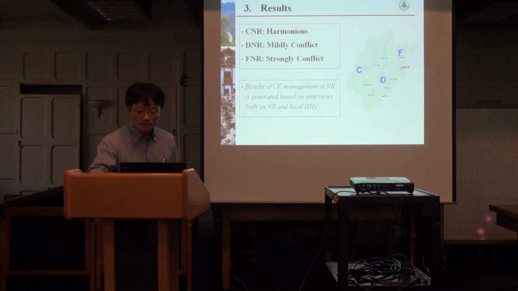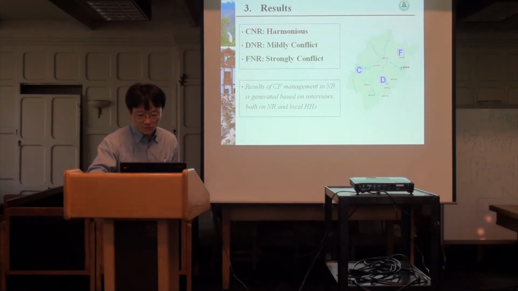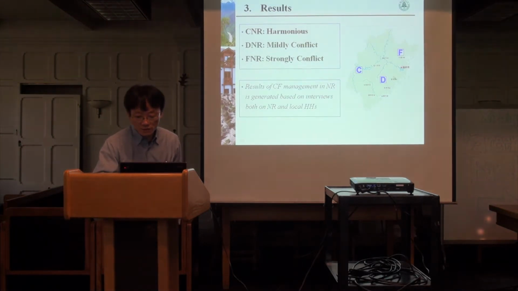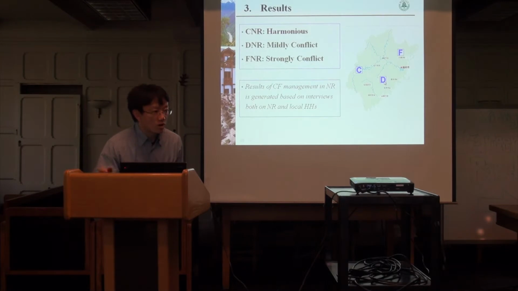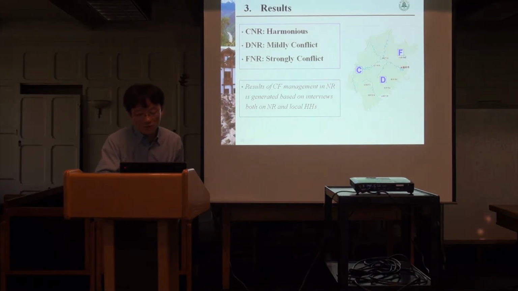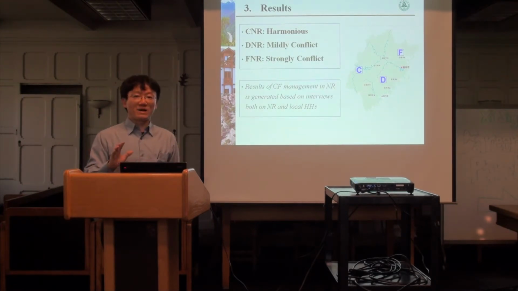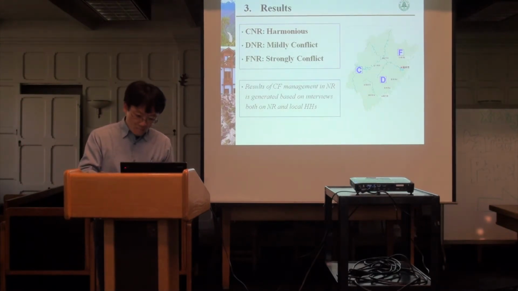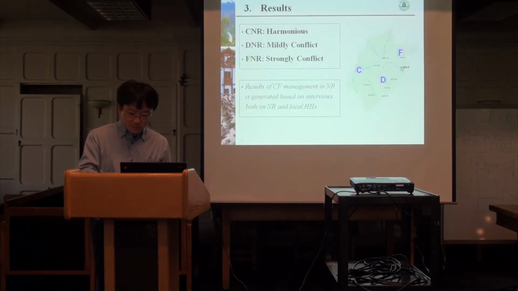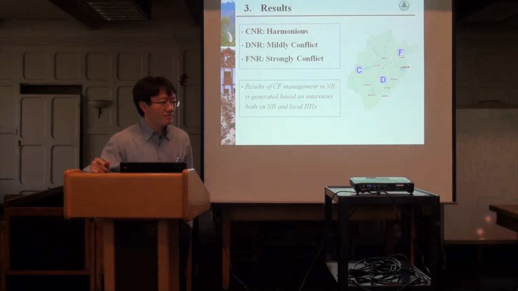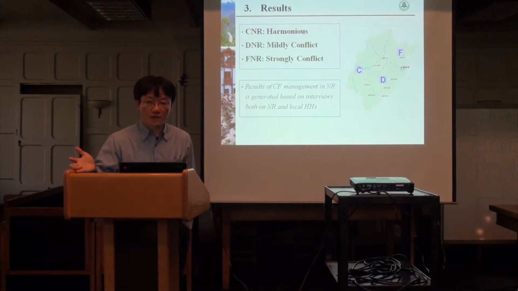I have mentioned this one: this nature reserve has a harmonious relationship. For this one, it is somewhat of a conflict. And for this one, it is a strong conflict. So how do we measure the different relationships? For this one, conflict. What's the conflict?